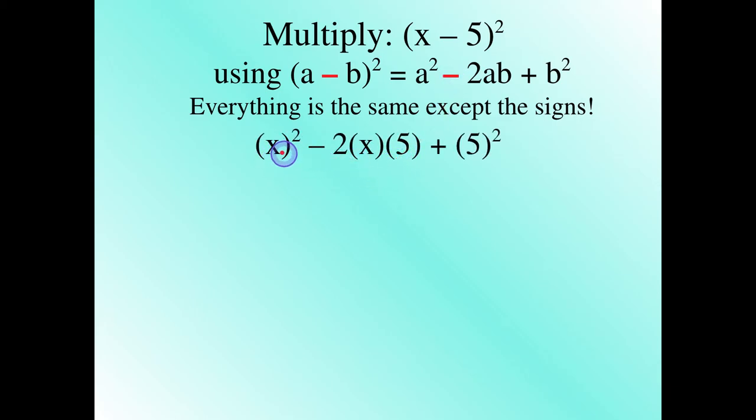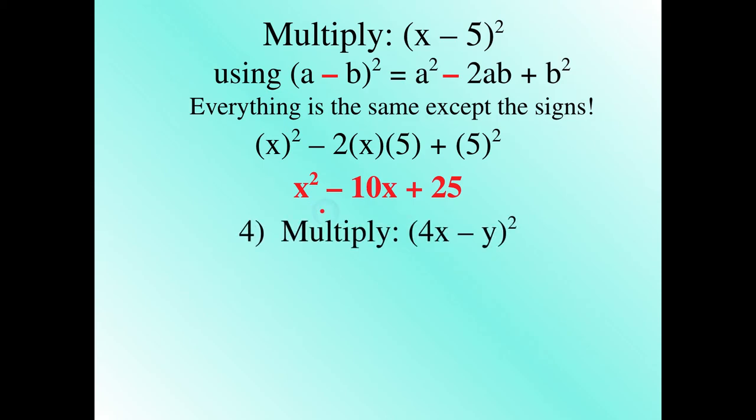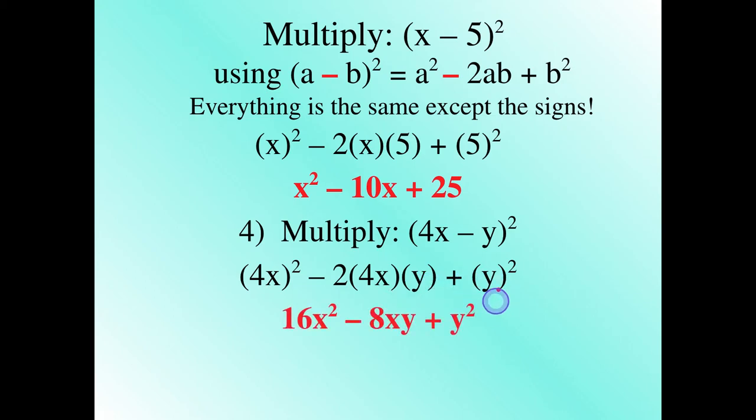So we're going to use the formula. Your a is your x, so there's your x again. Your b is your 5, and plug it in. So you get x squared minus 10x plus 25. What about this next one? Use your formula. A is your 4x, squared, minus 2 times your a times your y plus your y squared, and simplify. 16x squared minus 8xy plus y squared.